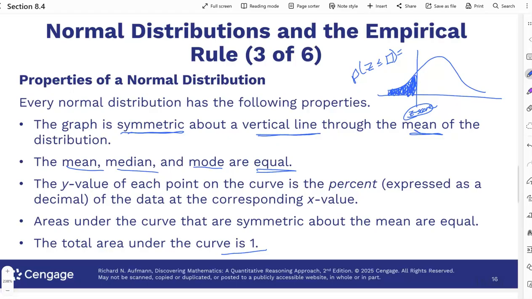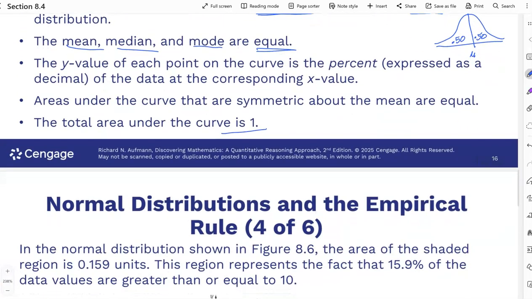And the areas under the curve are going to be symmetric about the mean. And what that means is that if this is my mean, which is in the middle, then that area on the left has to be equal to the area on the right. And we would have 50% in each of those, because remember that total area has to add up to 1.